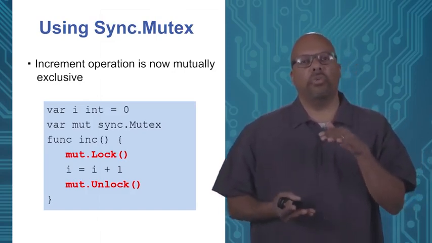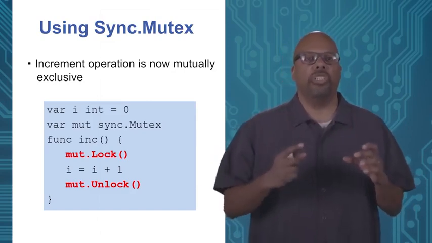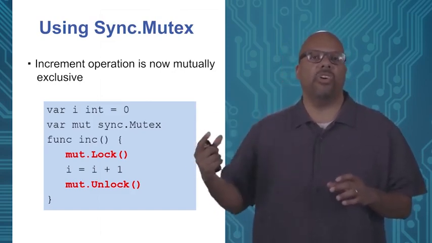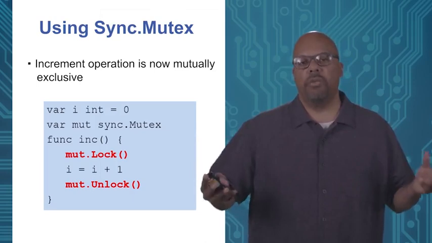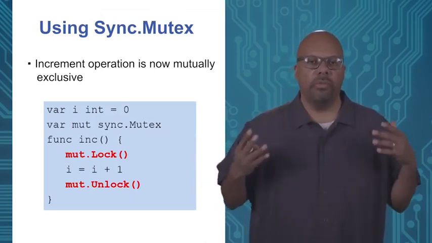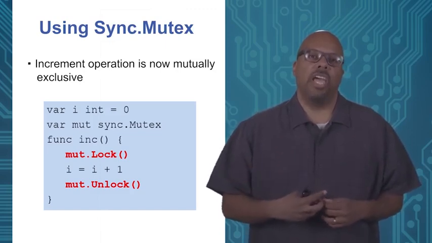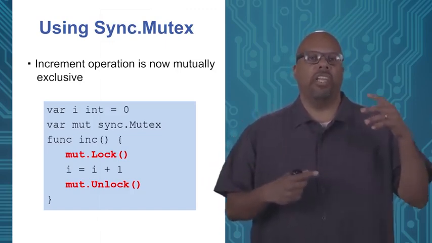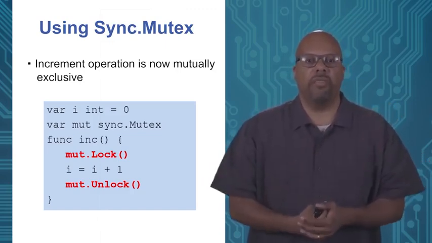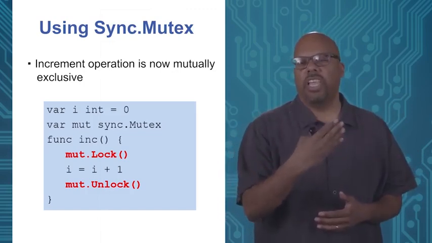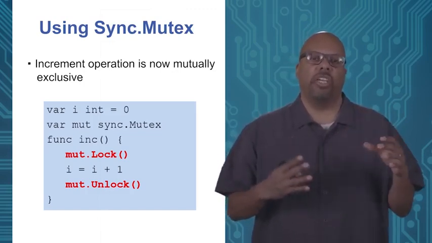So now that region in between the Lock and the Unlock is mutually exclusive with any other Lock-Unlock region. Remember with this example, I had two goroutines that would execute increment, and both of them have a Lock and an Unlock. Since they're both executing the same increment function, they both have a Lock and an Unlock before and after their regions.